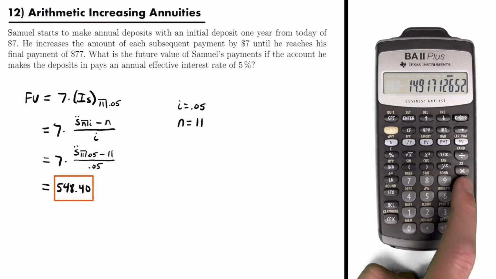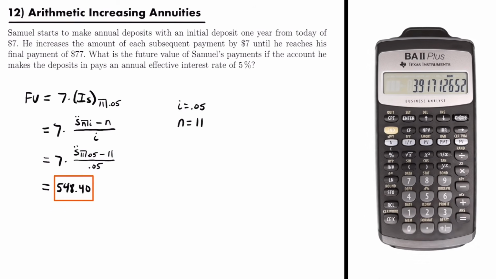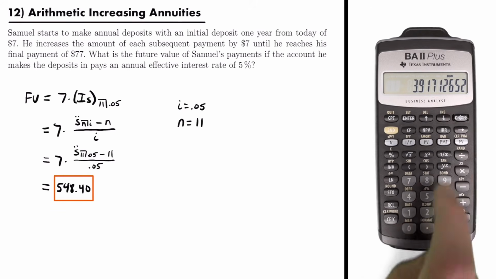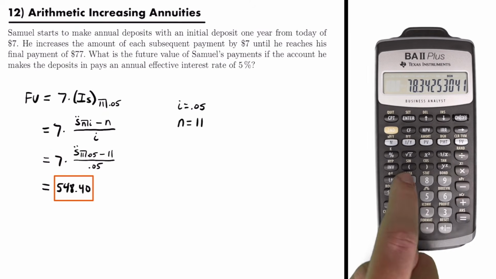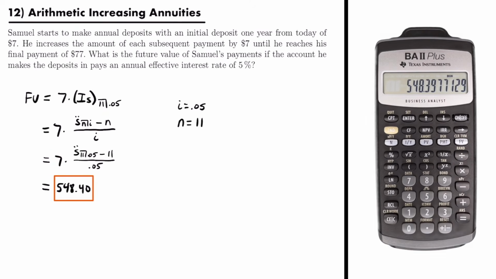And so let's do that. We'll hit subtract 11, hit enter. And then we can divide that by 0.05. So I'll hit divide 0.05, hit enter, or equals, I guess. That's the equals button. The enter button is up there. I meant to say equals, hit the equals button, and then we will multiply that by 7. So I'll hit times 7 and hit equals, and then we have 548.397, which rounds up to 548.40, which matches up with our example right here.